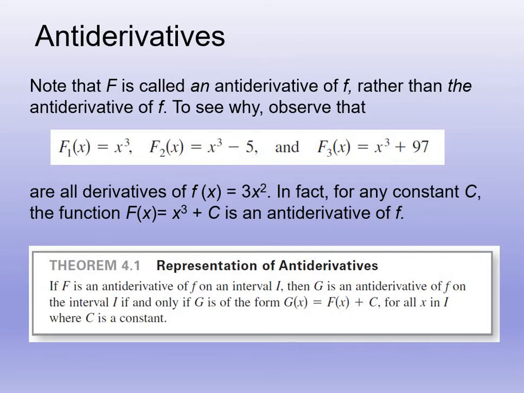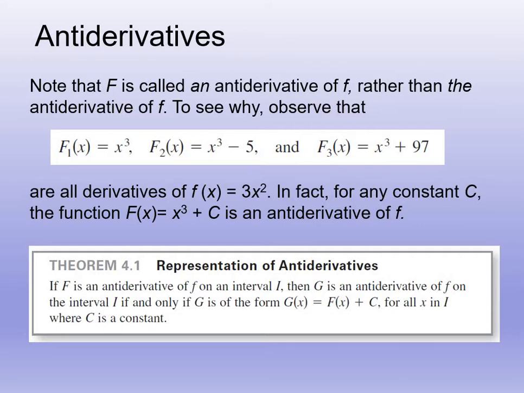If we look at Theorem 4.1 here, it says capital F is an antiderivative of lowercase f on an interval I. Then capital G is an antiderivative of f on the interval I if and only if capital G is of the form G of x equals F of x plus C, for all x in I, where C is a constant.